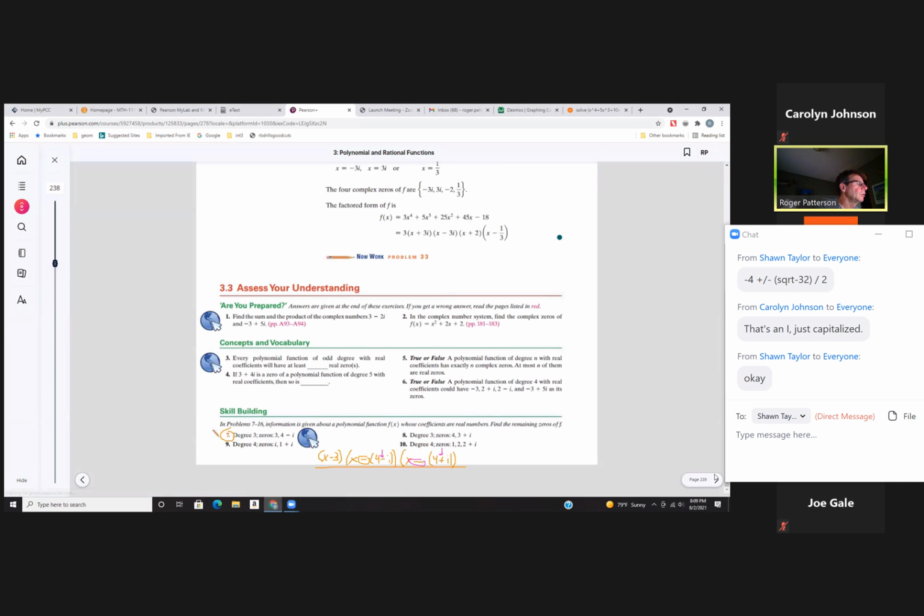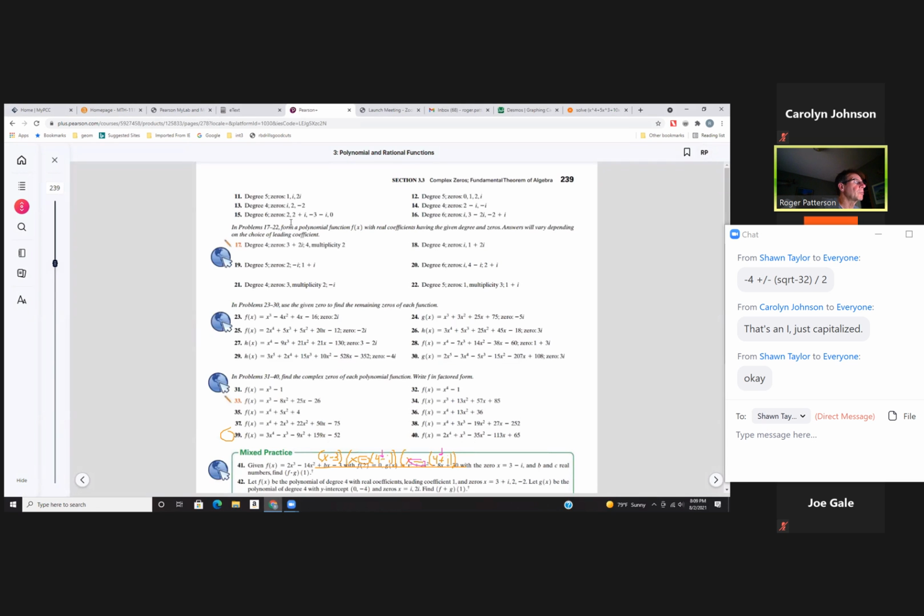Same thing's happening here. It just says that the multiplicity of this particular one is 2, so that would be x minus 4 squared. But again, I have a 3 plus 2i, so that automatically means that 3 minus 2i is another solution.